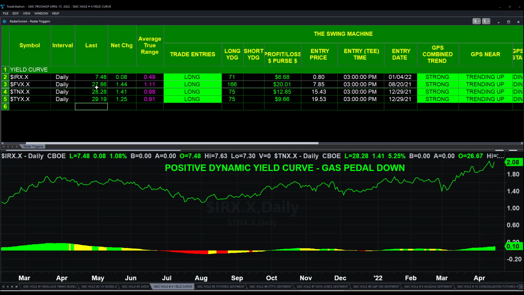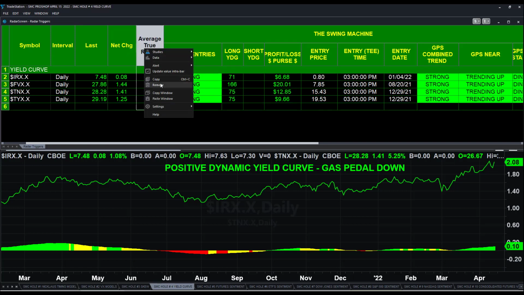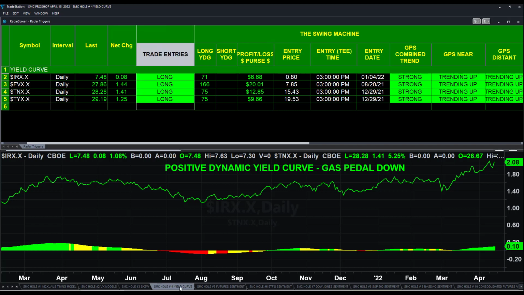The 5-year isn't 27%, it's 2.786. 10-year, 2.828, and 2.915 for the 30-year. That is the actual yield. I'm not sure why the average true range is in here, so let's remove it. We don't use it. I don't know how that got in there.